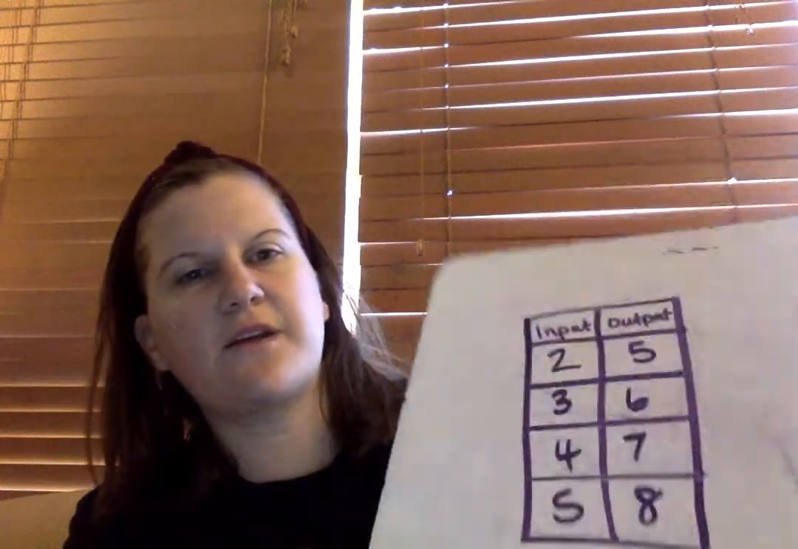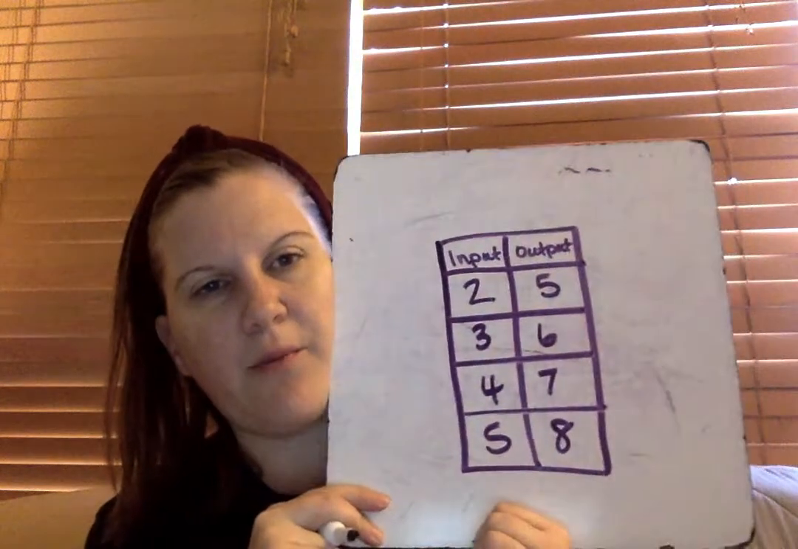We might do a little bit more hands-on with it. But they're not too difficult. You just got to find the pattern. You got to find the rule. It's not too hard. All right, so here is our first input-output table.